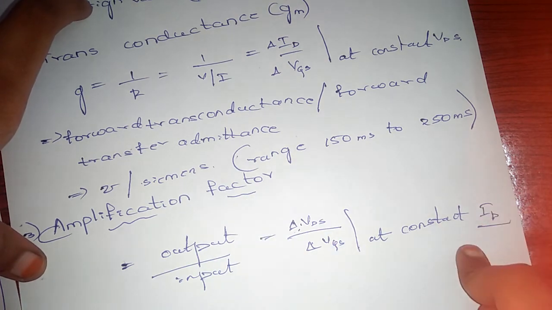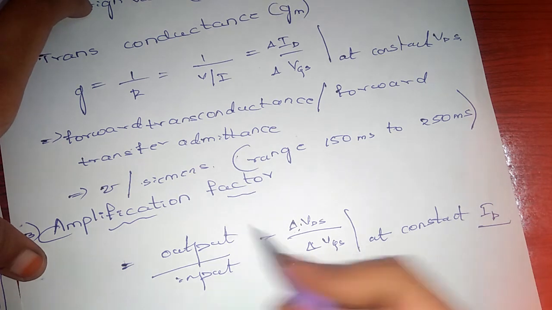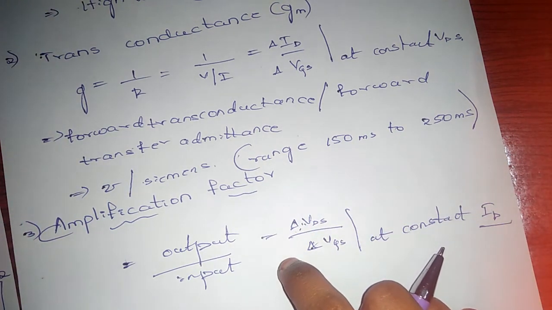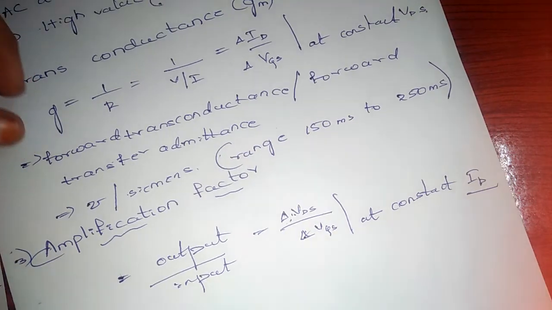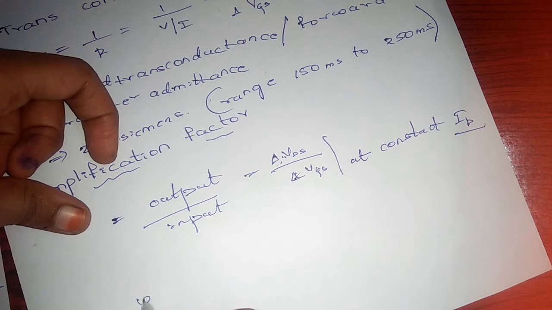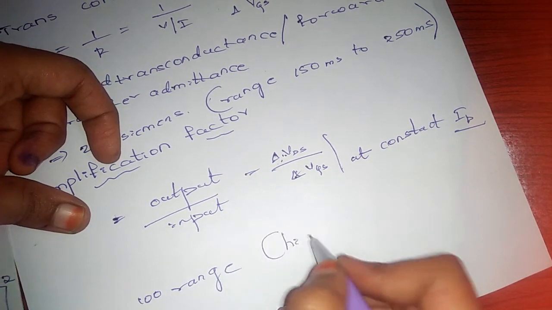It doesn't have any units, as voltage by voltage cancels out. But it has a range of around 100. It is higher.